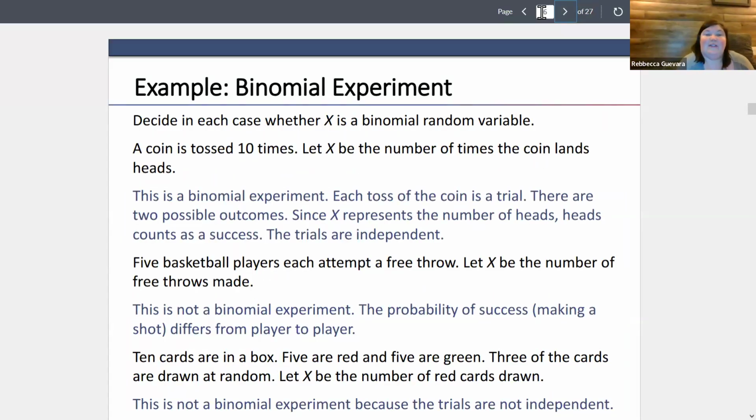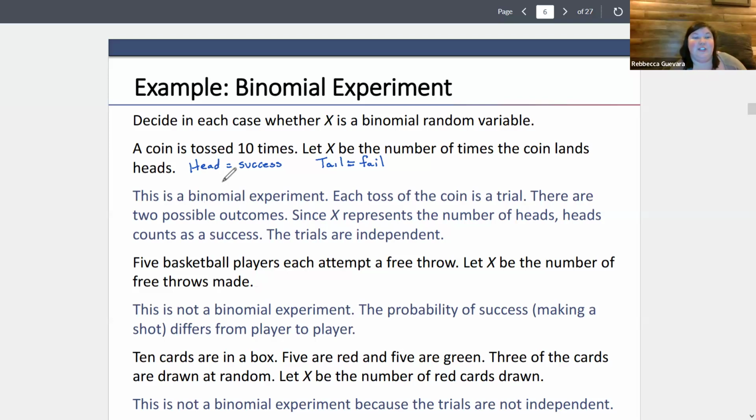Okay, so just decide whether we can do a binomial experiment in these cases. We want to decide in each case whether X is a binomial random variable. A coin is tossed 10 times. We let X be the number of times the coin lands heads. So what we have is two things can happen. We can have a head, which is a success. We can have a tail, which is the thing we're not looking for. That is going to be what we consider a fail. So we have two options, success or fail.